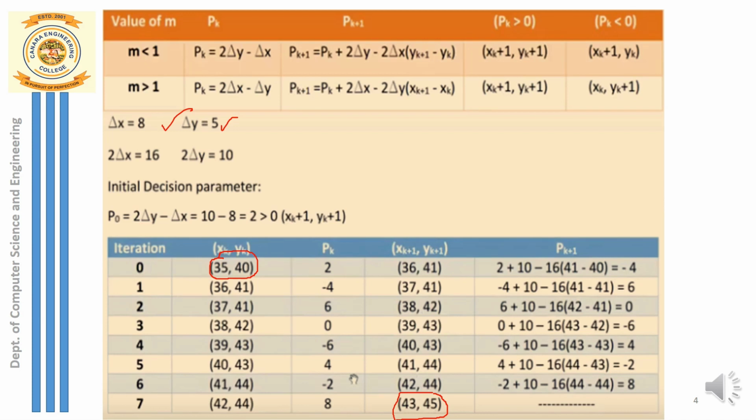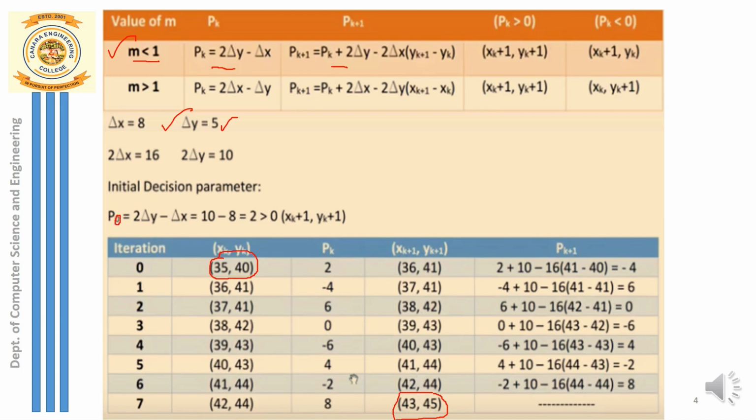And now you are ready to calculate the very first decision parameter. We have already calculated the slope of our line, and since the slope of our line is 0.6, which is less than 1, we are supposed to take up the formula pk and pk plus 1 in the first row. So it's the first case that is satisfied. The formula here says that 2 delta y minus delta x is equal to pk. So we are ready to calculate our initial decision parameter, where k is equal to 0. We are at the first iteration.